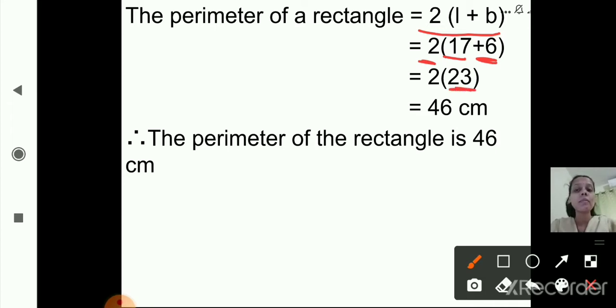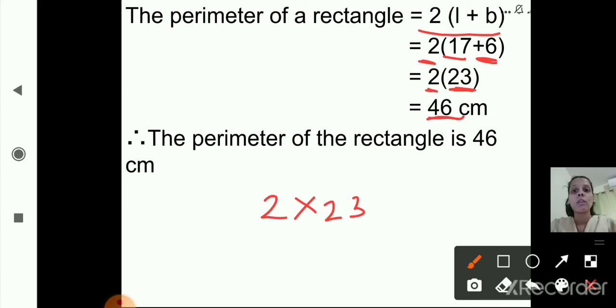So outside the bracket 2 and in the bracket 23. So 2 and in the bracket 23 means what? 2 multiplied by 23. So 23 2s are 46. So what is the perimeter? Perimeter of a rectangle is 46 centimeter. So the final statement is, therefore the perimeter of the rectangle is 46 centimeter.